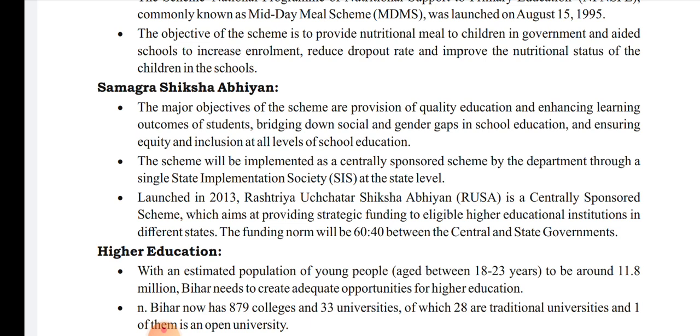And Rashtriya Uchchatar Shiksha Abhiyan, RUSA, which was launched in 2013, is a centrally sponsored scheme which aims to provide strategic funding and make eligible the higher education institutions in different states. The funding norm is basically 60 to 40, that is 60% is given by the center and 40% by the state government.